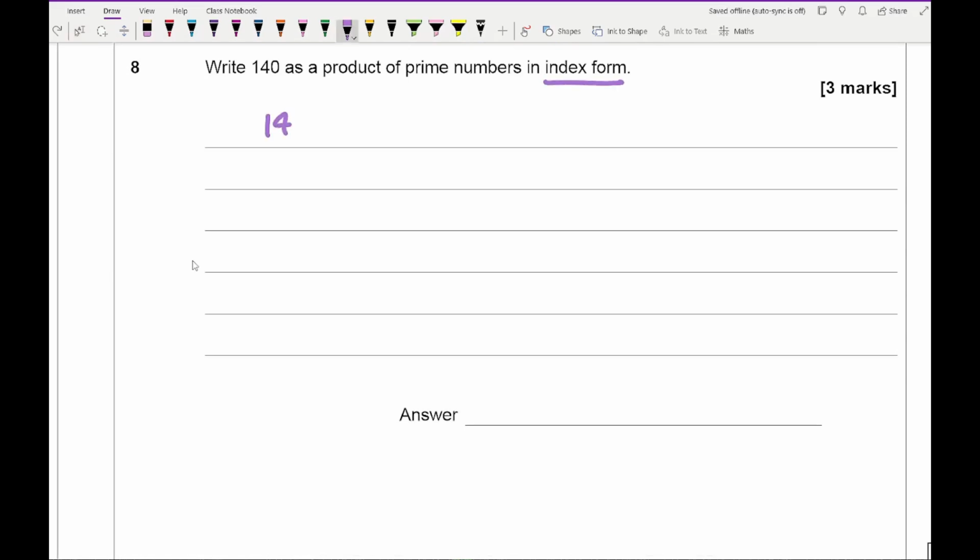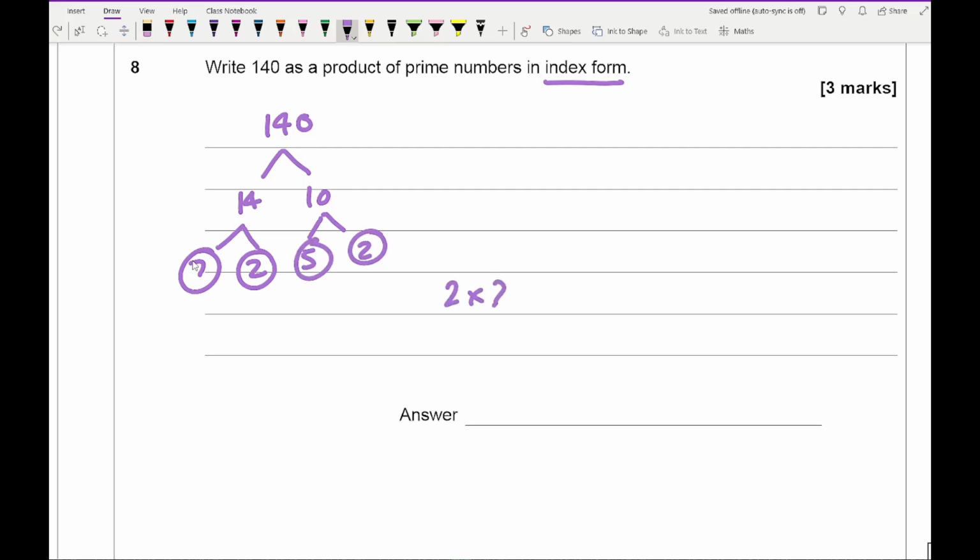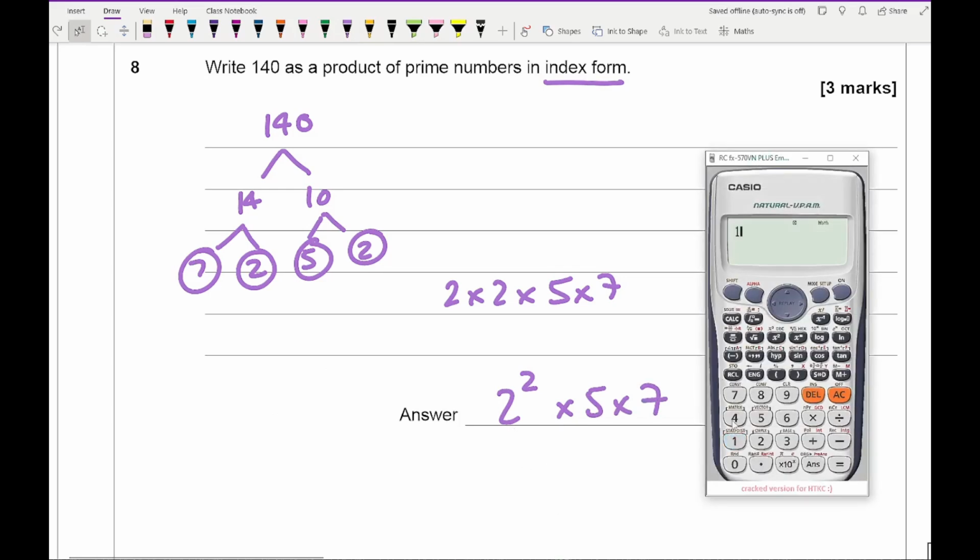So here, if I do my factor tree, I've got 14 times 10. Neither of those are prime, so I've got 7 times 2. Both of those are prime, and 5 and 2. So then multiplying this out, I've got 2 times 2 times 5 times 7. So that's 2 squared multiplied by 5 multiplied by 7. Alternatively, what you could have done is done this on your calculator. So if I just typed in 140, press equals, then press shift and fact, and as you can see, it comes up with the answer.